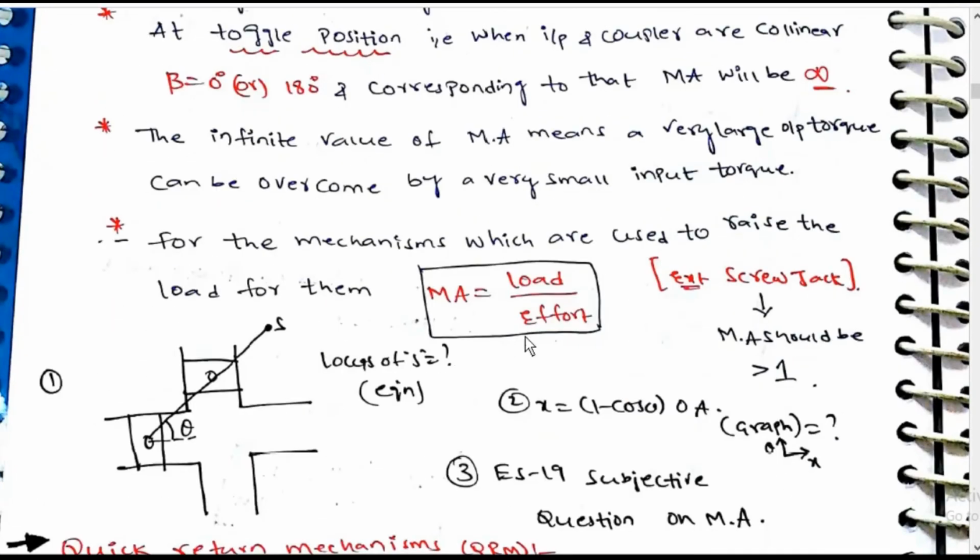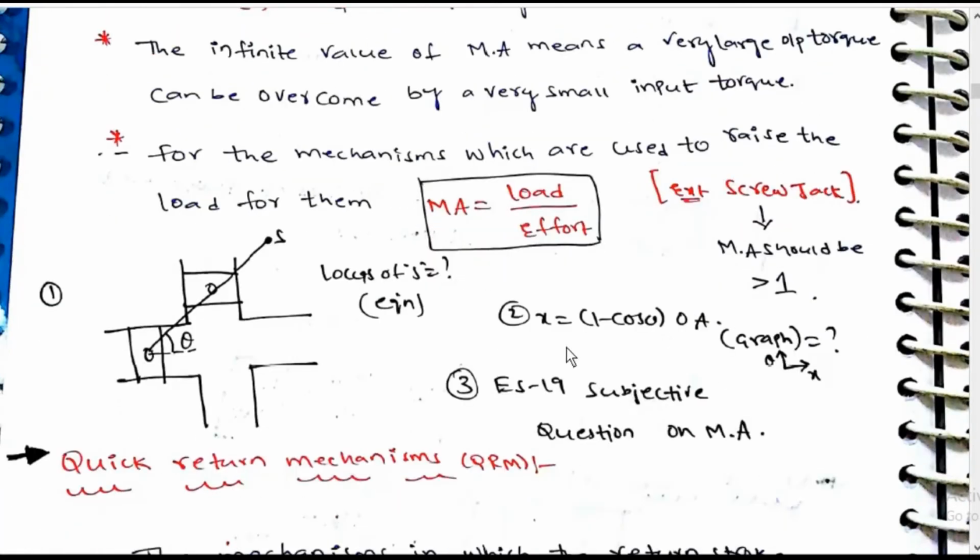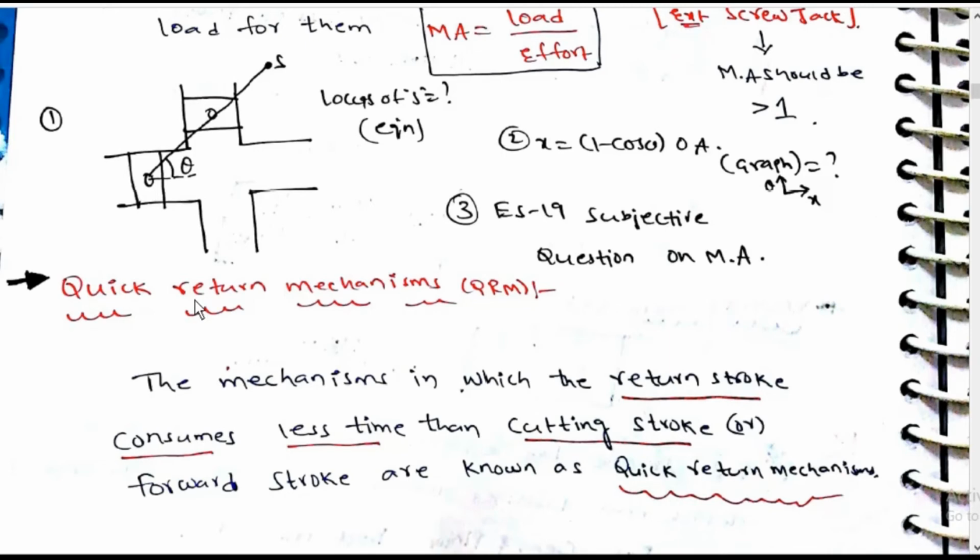For mechanisms which are used to raise load, mechanical advantage is equal to load by effort. Example, screw jack: mechanical advantage should be greater than 1. X is equal to (1 minus cos theta) into OA. Graph. Subject to question on mechanical advantage.